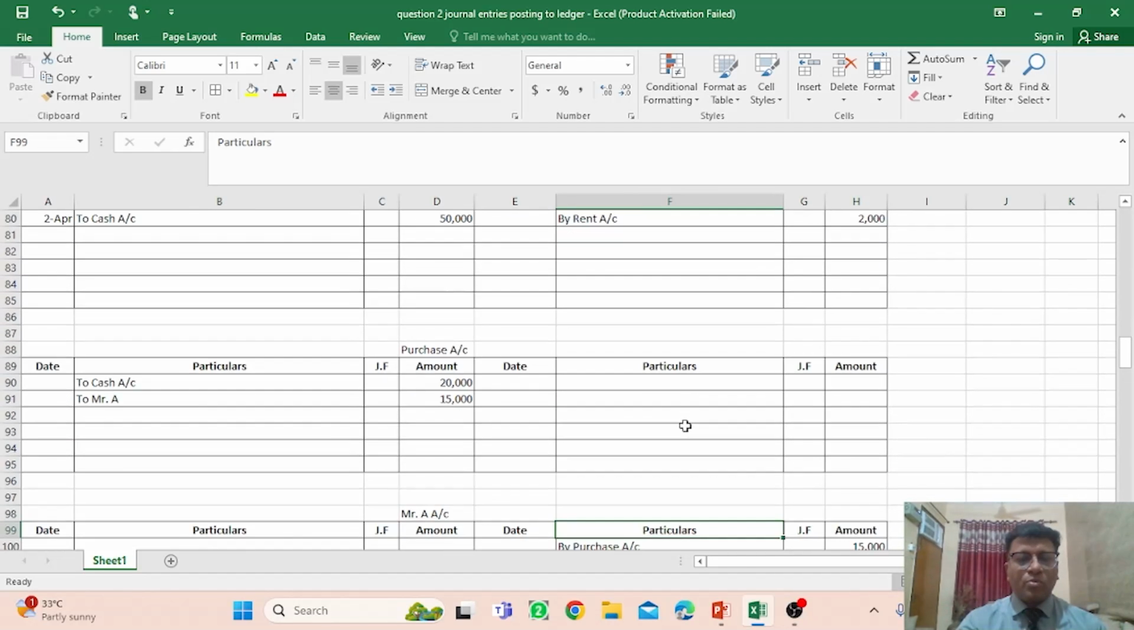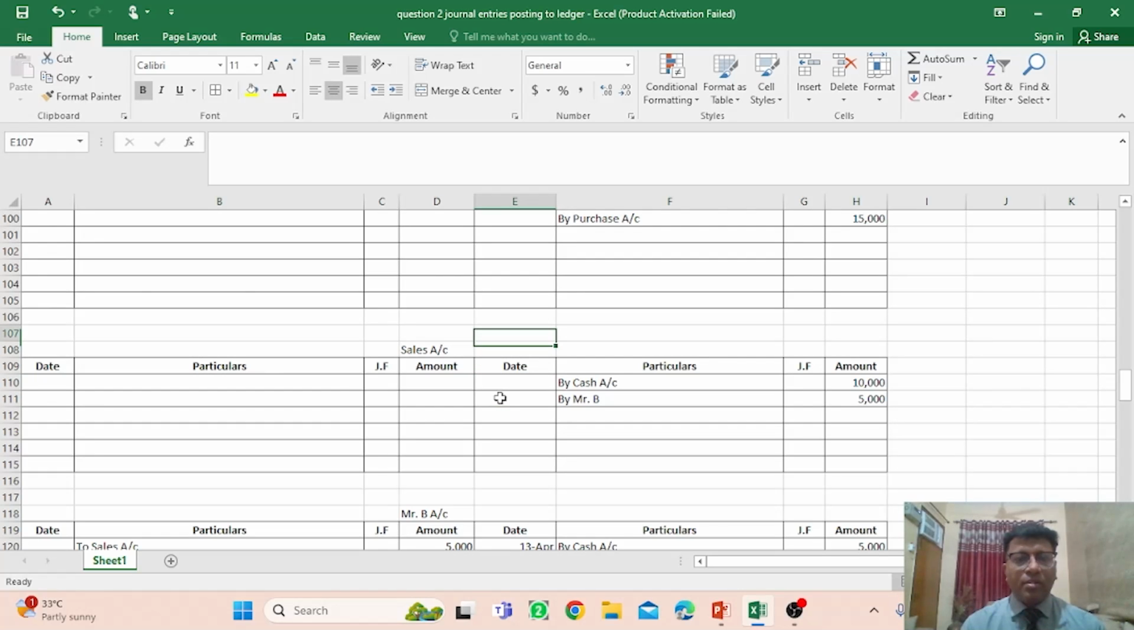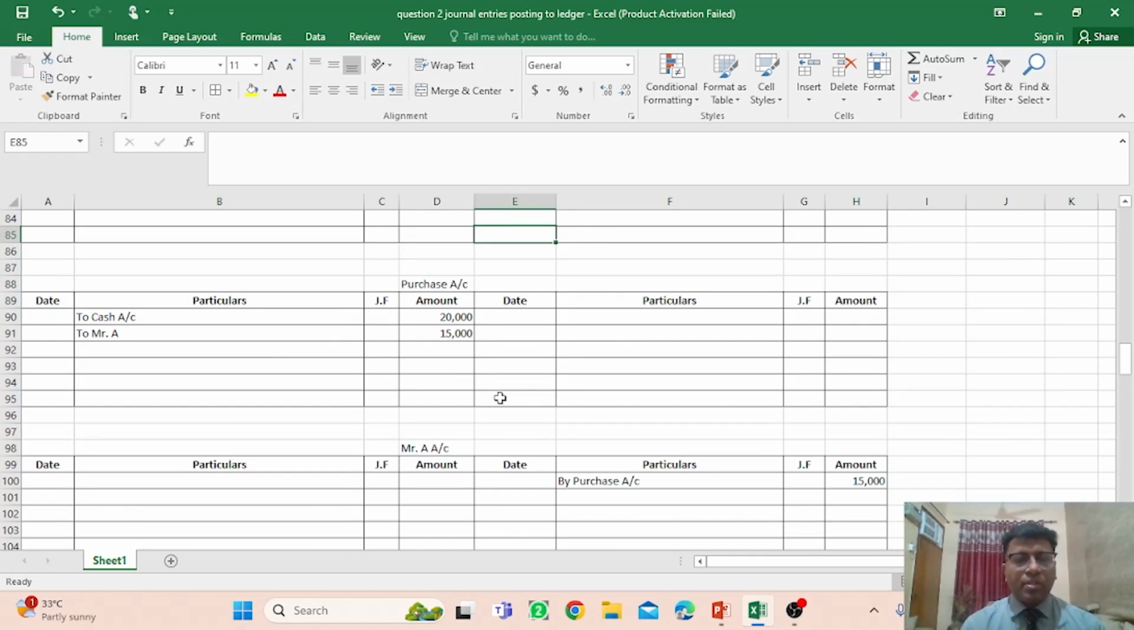So we have to approach A's account, and that is this one, right? Mr. A, to cash account, 10,000. Okay, so that was the transaction on 14th April. So you have to mention the date April 14, right?